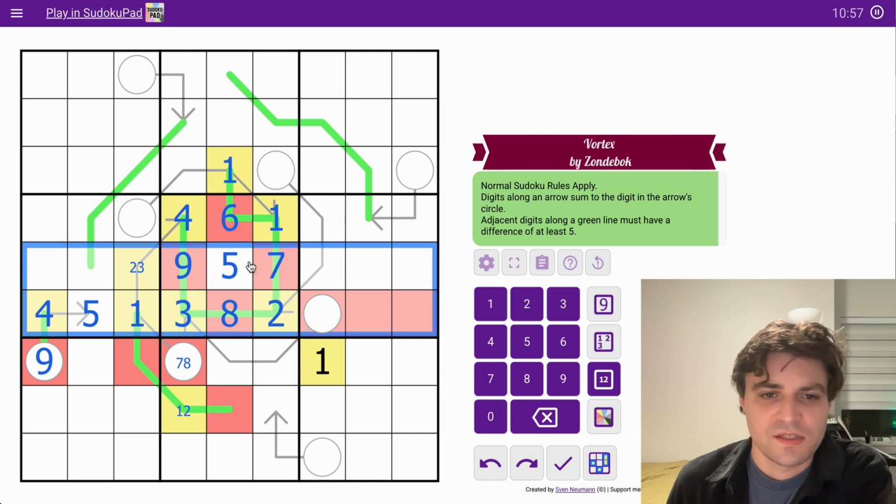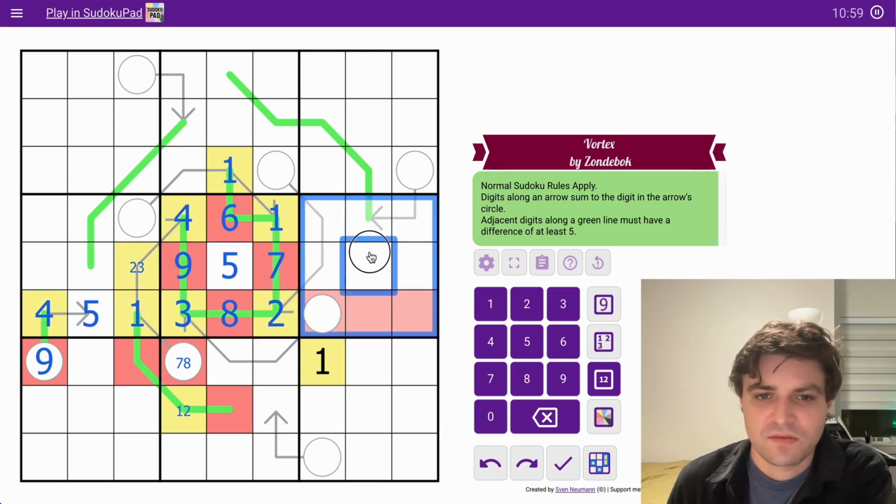Something that's interesting is that we're going to need a 5 in this region, but that 5 can't go in this row. It also can't go in this row. That means the 5 needs to go up here.